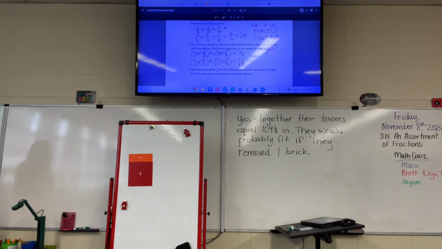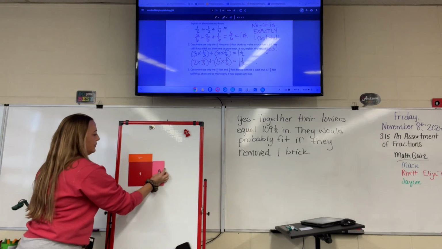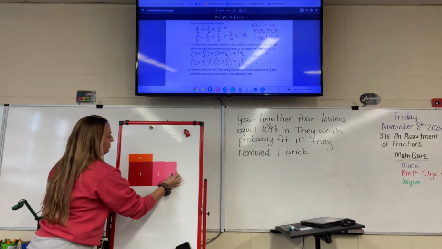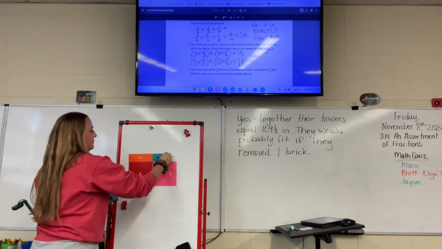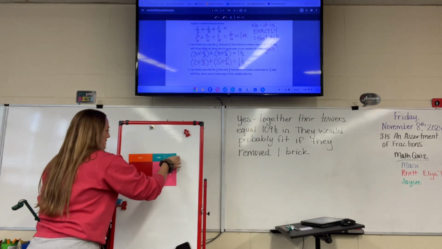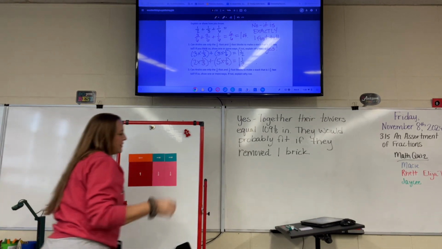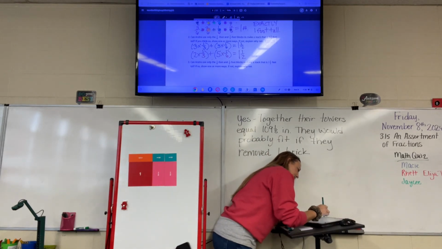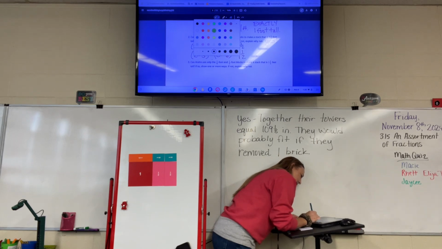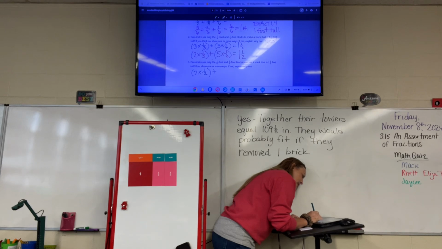So can we make a whole with the half size blocks? Yes. 2 of them. Boom, boom. Can I make a third with the sixth size blocks? Yes, 2. So here we go. We have 2 times 1/2 plus 2 times 1/6, and that equaled 1 whole and 1/3.